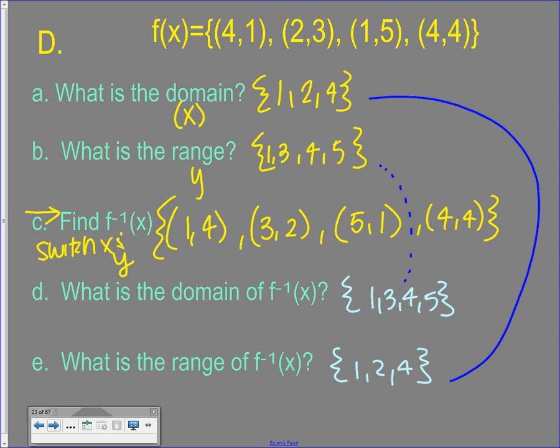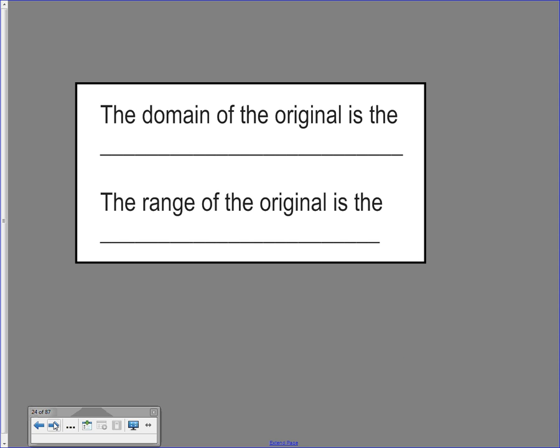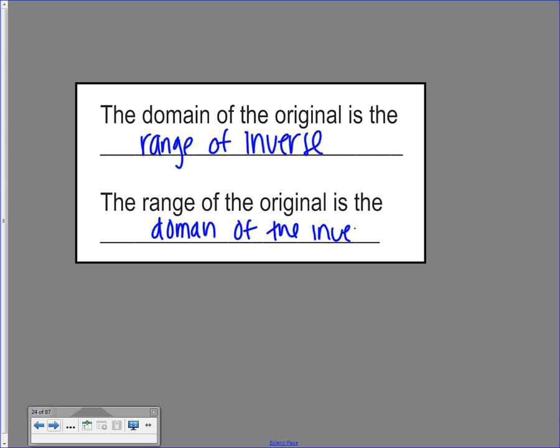And that's always going to be true. So the domain of the original is always the range of the inverse. And vice versa, the range of the original is always the domain of the inverse. Okay, and that will be helpful as we move forward, but this is something that will always be true, so you can use that to help you as you move along.